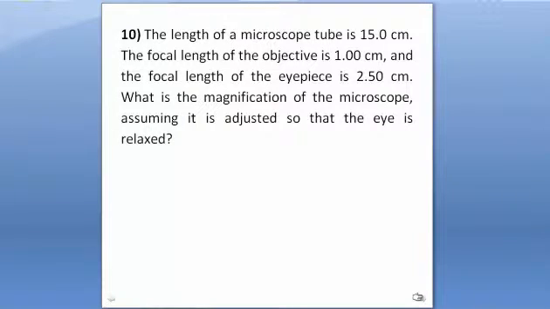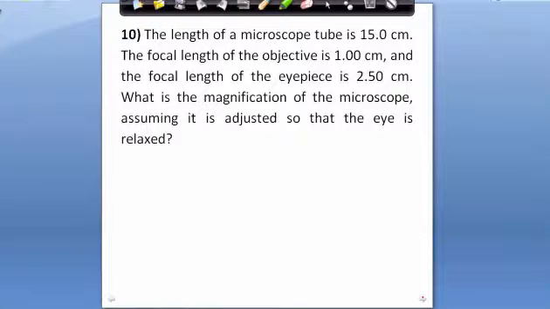Okay, this is an interesting question. It says the length of a microscope tube is 15 centimeters. The focal length of the objective is 1 centimeter, and the focal length of the eyepiece is 2.5 centimeters. What is the magnification of the microscope, assuming it is adjusted so that the eye is relaxed? Now the important thing here is this word which says the eye is relaxed. For the eye to be relaxed, that means that the image formed at the eyepiece must be at infinity. So whatever the person sees at the eyepiece, it must be at infinity.